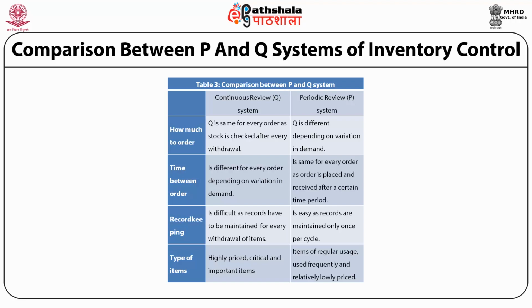In the periodic review system, it is the same for every order as the order is placed and received after a certain time period. Record keeping is difficult in the continuous review system as records have to be maintained for every withdrawal of items. In the periodic review system it is easy as records are maintained only once per cycle. Continuous review system is used for items that are highly prized, critical and important. Periodic review system is used for items of regular usage, used frequently and relatively lowly priced.